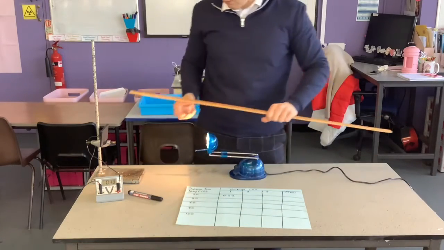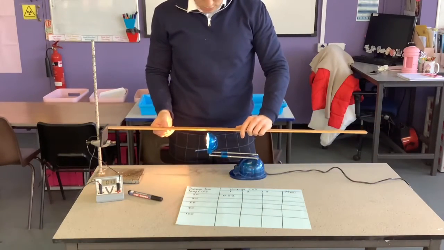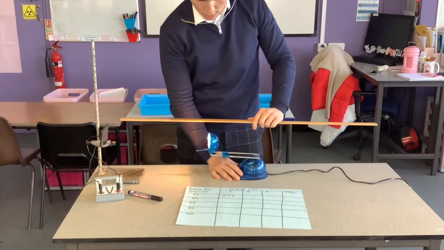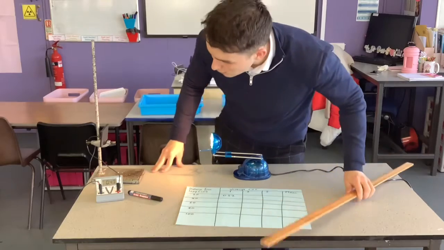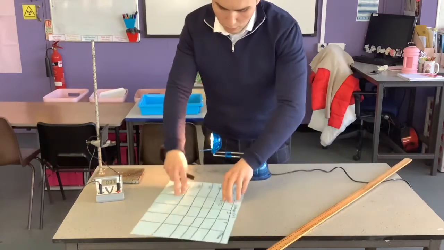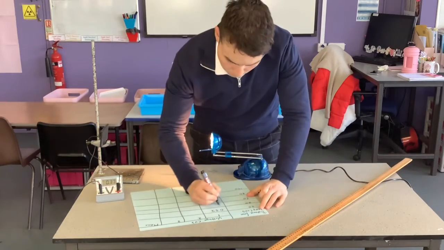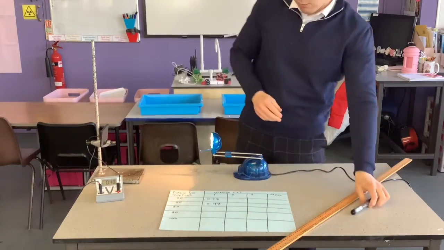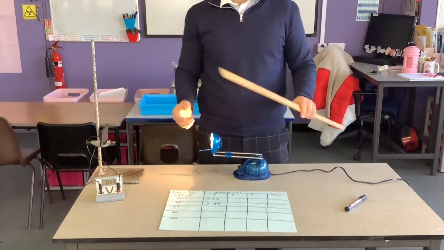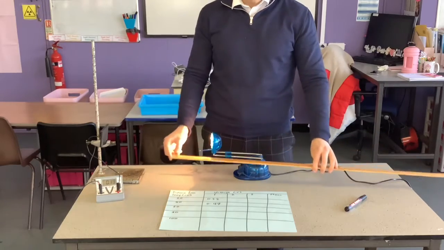So I'm going to move it back roughly, and then 60, and it's showing me 0.47. And then I'm going to repeat that at 60, 80 and 100, moving it back.